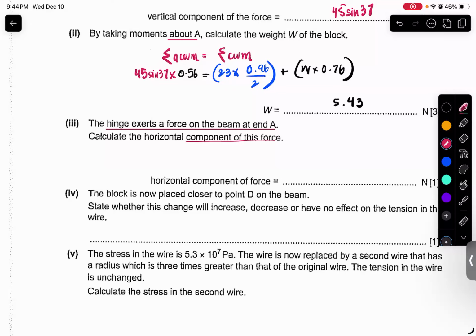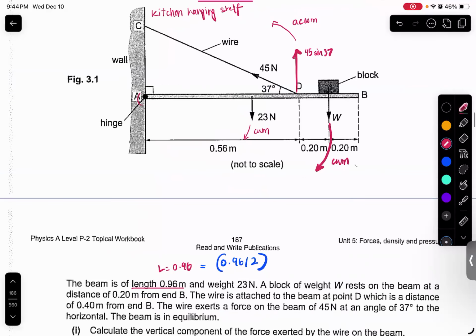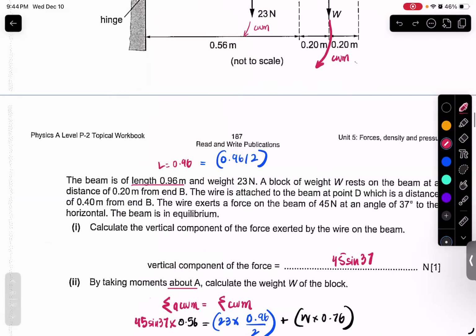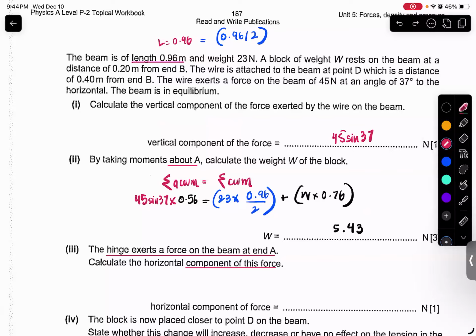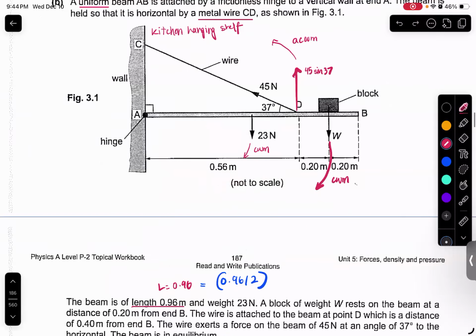Calculate the horizontal component of this force. The hinge exerts a force on the beam. So the hinge is exerting a force on the beam. Okay. How do you figure out what this is? Good question.